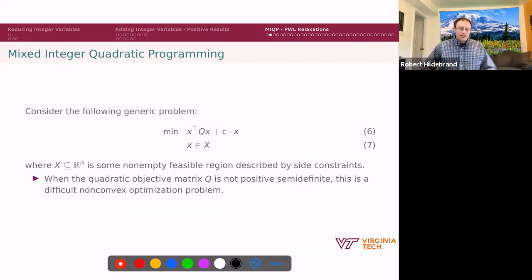For the rest of the talk, we're going to look at minimizing a quadratic function over some feasible set. You can think of X as being a polyhedron, and that's what we'll focus on, but we could deal with more complicated sets. The really interesting scenarios are when this Q matrix is not positive semi-definite, which means that your objective is non-convex, and you have to do certain things to try to solve these problems.